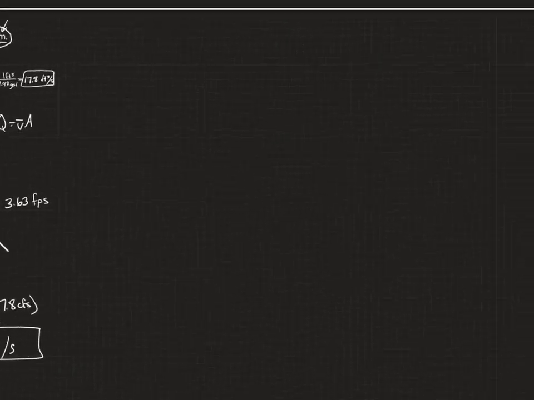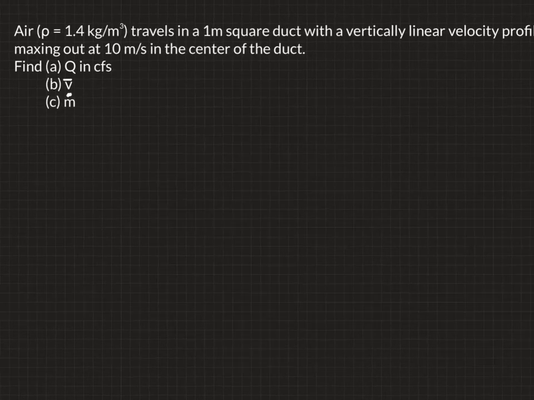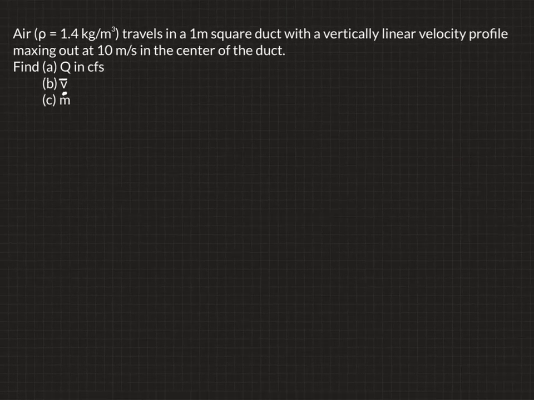Okay, let's do another example. Air has a density of 1.4 kilograms per cubic meter. It travels in a 1 meter square duct with a vertically linear velocity profile maxing out at 10 meters per second in the center of the duct. I probably wouldn't give you this problem on a test or a quiz, because I think the wording is a little bit confusing, but I could give you something like this. Find Q in CFS, V bar, the average velocity, and m dot, the mass flow rate.